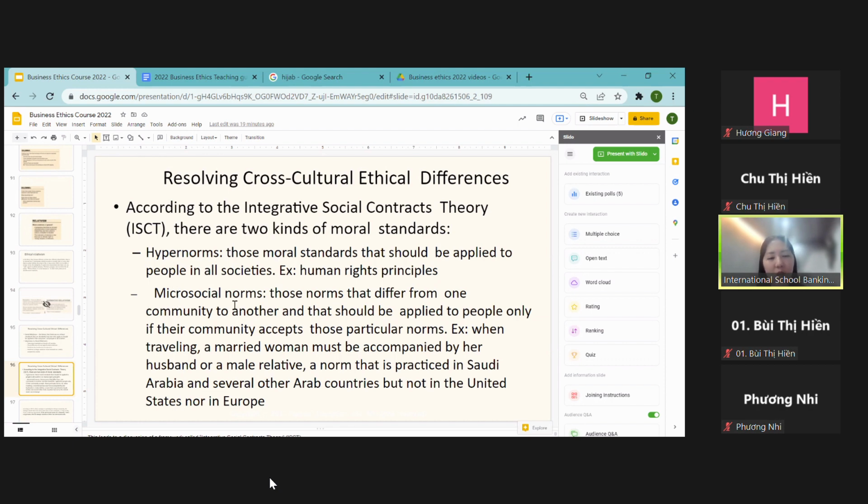And what are micro social norms? Those norms that differ from one community to another, and that should be applied to people only if their community accepts those particular norms. So micro social norms can be understood as local norms. One example right here: when traveling, a married woman must be accompanied by her husband or a male relative, a norm that is practiced in Saudi Arabia and several other Arab countries, but not in the United States nor Europe. So this is a micro social norm. It is a local country norm. It only exists in Arab countries, but not anywhere else in the world. So hyper norms are international norms, and micro social norms are local norms.